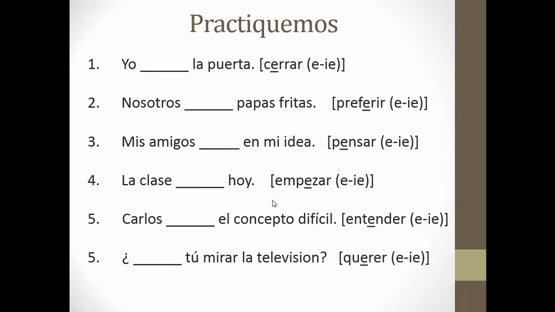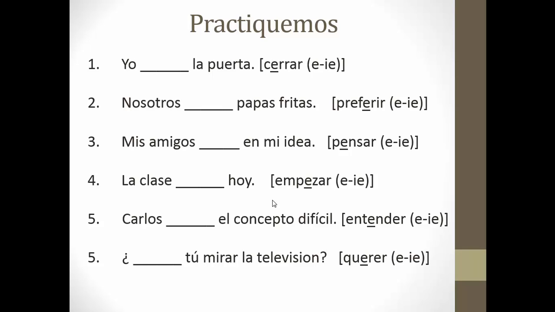Número tres, my friends think about my idea. So we have to stem change here. We're going to say, mis amigos piensan en mi idea. Cuatro, the class begins today. We want a stem change here. We're going to say, la clase empieza hoy. Now I changed that as though la clase is like saying she because la clase is feminine.